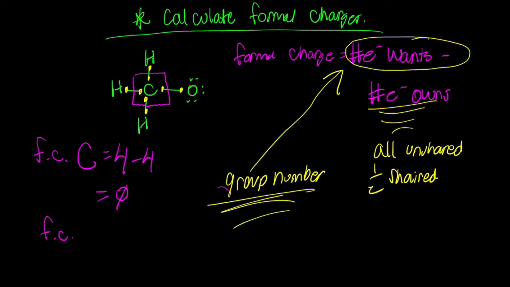How about the formal charge of oxygen? Oxygen wants 6. It's in group 6 of the periodic table. To be neutral, it would want 6 electrons. How many electrons does the oxygen own? Count half the bonds and all of the dots on this atom. How many total electrons are in this box? 2, 4, 6, 7. So 6 minus 7 is minus 1. So therefore, I can go in now and write minus on that oxygen atom. So the formal charge of carbon is 0. The formal charge of oxygen is minus 1.